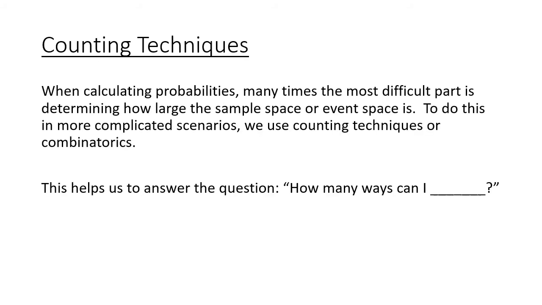But speaking of numbers, the last thing we're going to talk about in Chapter 5 is these counting techniques. Because typically when we're doing probabilities, the very difficult part is actually figuring out how big my sample space is, or how big my event space is. These things are not always as straightforward as the examples we've been doing so far. Now, in these more complicated scenarios, we need to use counting techniques, which is sometimes called combinatorics. And combinatorics is really the art of counting. What we're really trying to do is answer the question, how many ways can I do blank?